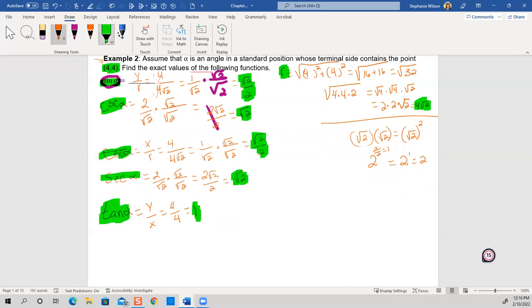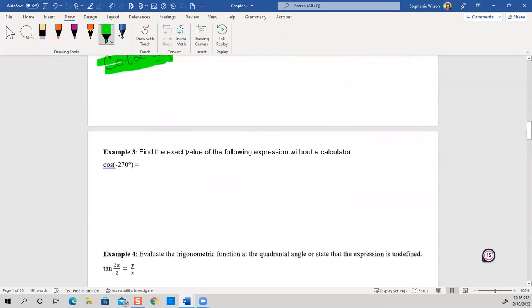Now let's find cotangent. Well, cotangent is a reciprocal of tangent. Tangent's just 1, so that means cotangent's just 1, because no matter how you flip 1, it's just going to be 1 over 1. So that is finding all the functions given the standard position whose terminal side contains those points. All right, so let's do example 3.